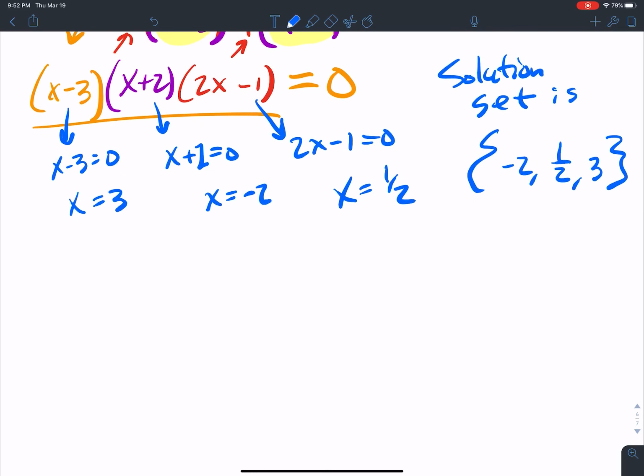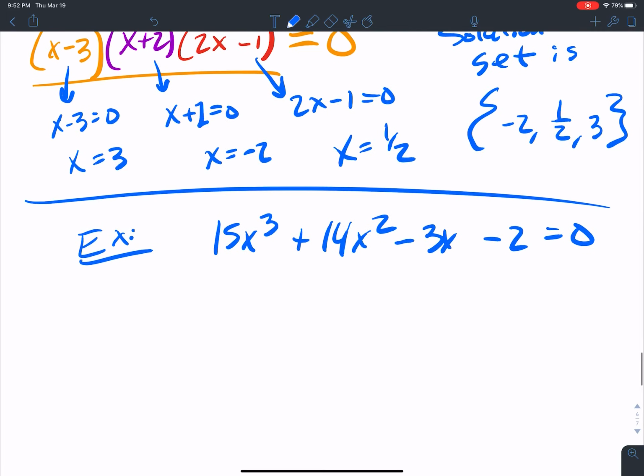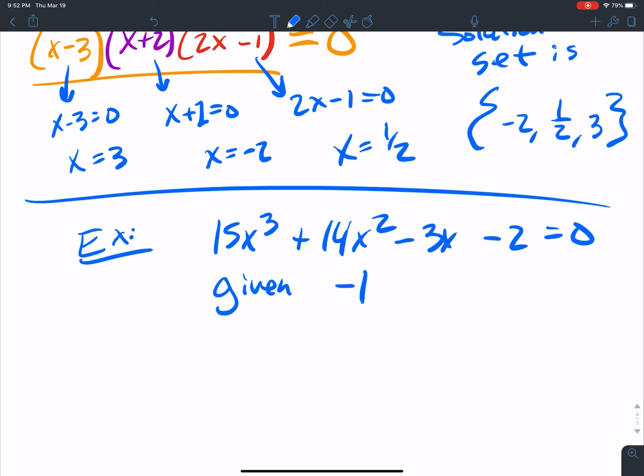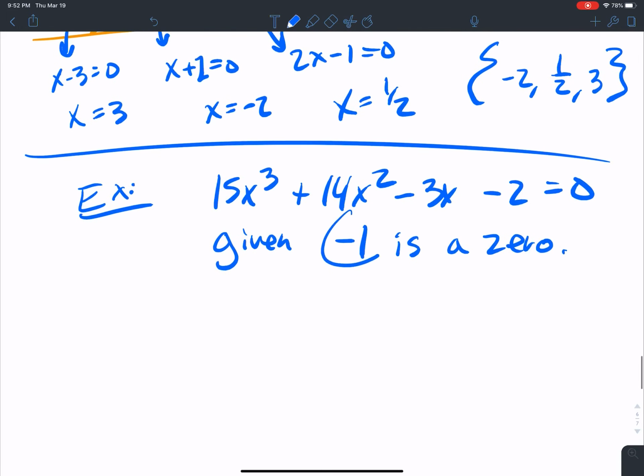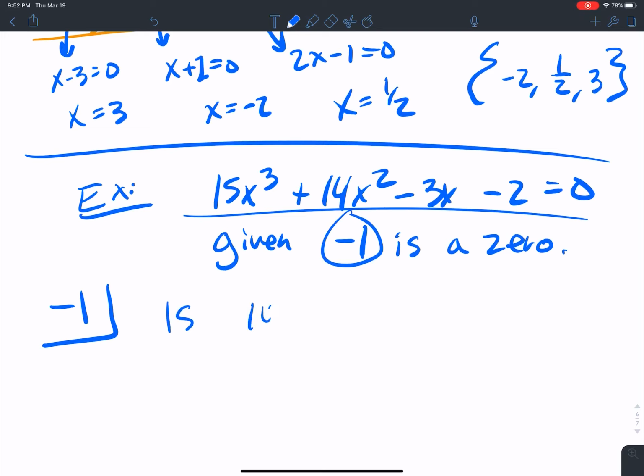Okay, same type of problem, and I have 15x cubed plus 14x squared minus 3x minus 2 equal to 0. Okay, I'm given that negative 1 is a 0. Now, what does that mean? That means I can put negative 1 in my box and then write my coefficients. 15, 14, negative 3, negative 2.